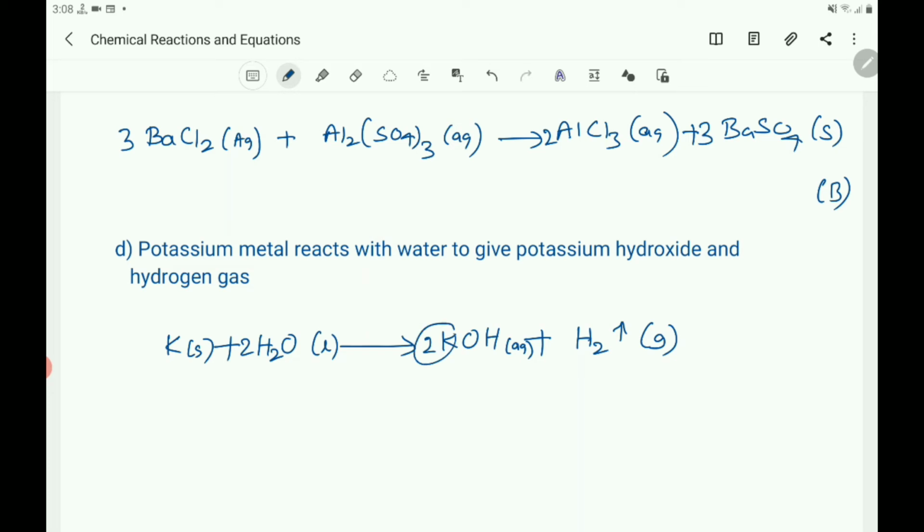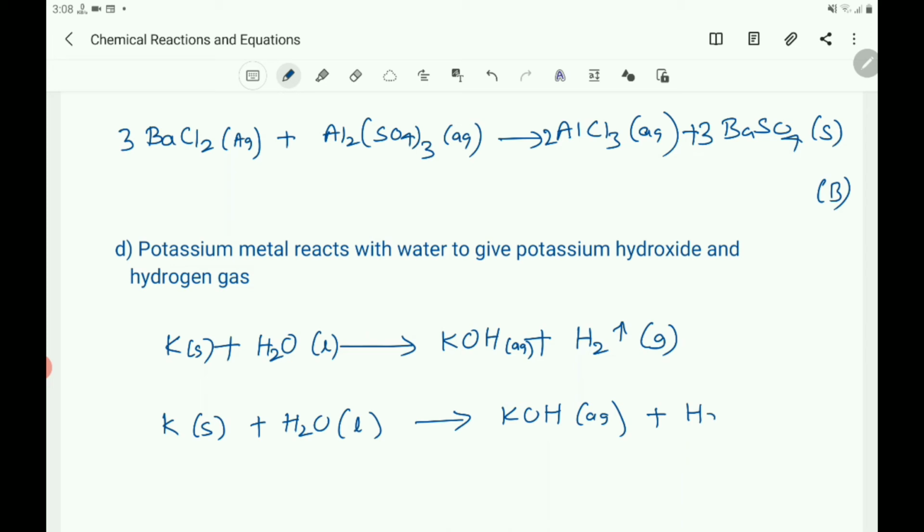And also you got 2O, 2O here. And K is a single atom. Here 2K. So you multiply it by 2. So you write once again the equation here. K solid plus H2O liquid gives KOH, potassium hydroxide, which is an aqueous solution, plus H2, which is a gas.